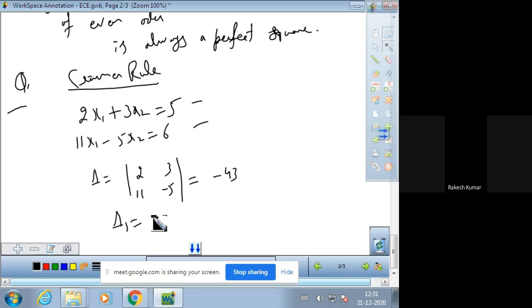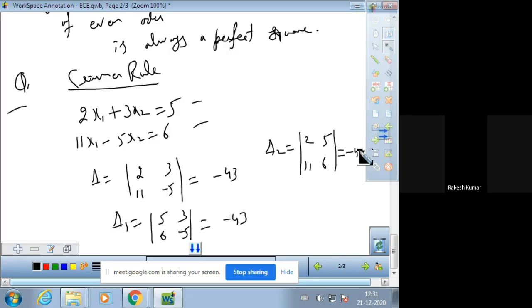And your delta 1, that is, the first column will change, the second column will be the same, but in place of the first column you will have these constants 5 and 6. So it comes out to be minus 43. Similarly, you will have a delta 2. Now the first column will be as it is, 2, 11. The second column will change to 5, 6. And this will also come out to be negative 43.